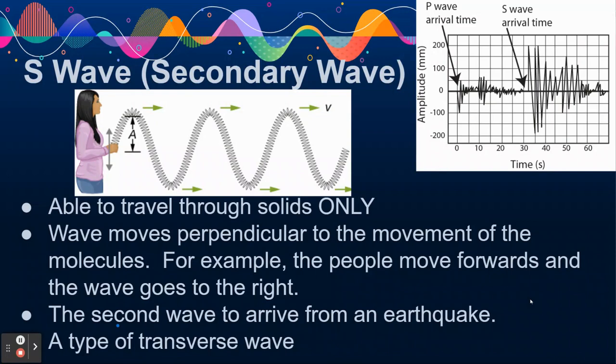So in summary, an S wave is a secondary wave because it is slower. It is able to travel through solids only. The wave moves perpendicular to the movement of the molecules. So for example, the people move forwards and the wave goes to the right. It is the second wave to arrive from an earthquake because it is slower than the P wave. And it is a type of transverse wave.